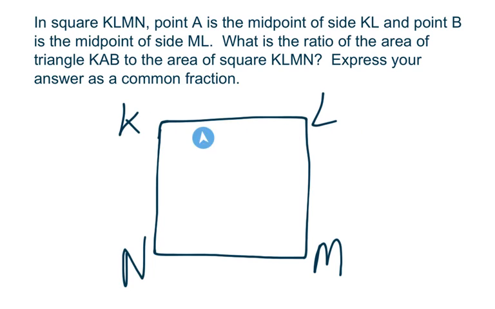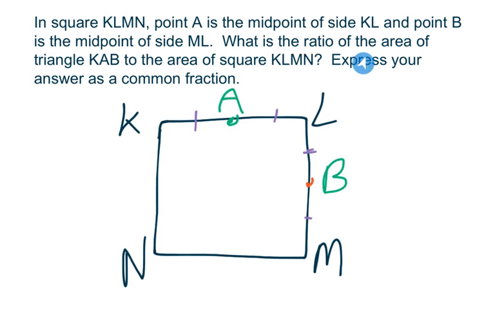So of this side right here, I'm going to go ahead and diagram that A goes right there in the middle. And then point B is the midpoint of ML. That's right here. I'm going to put point B right there. And if they're the midpoint, that tells us that these sides are going to be the same. And I know that these sides are going to be the same. It's a square, so it's just cutting these in half.